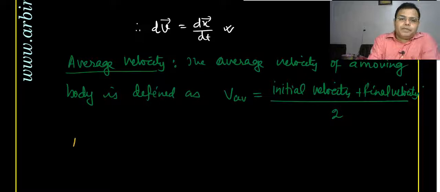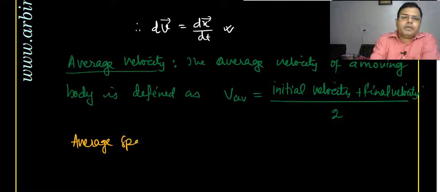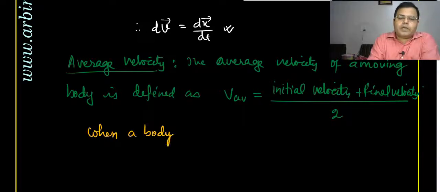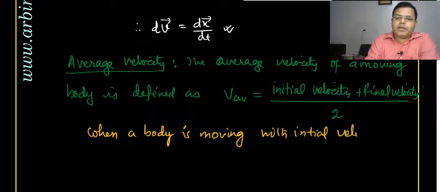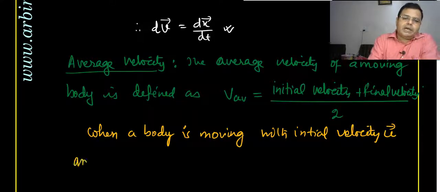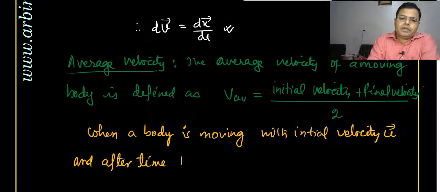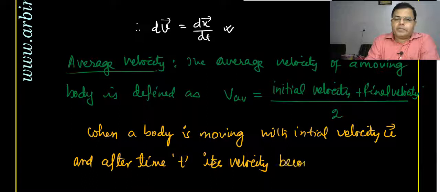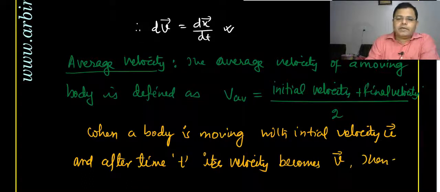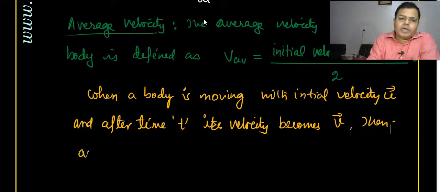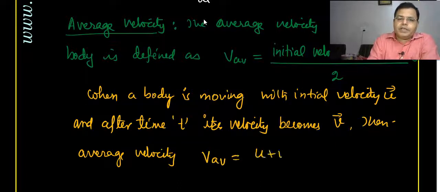Now what about average speed? Let me write something more about it. When a body is moving with initial velocity u, and after time t its velocity becomes v, then the average velocity V average is equal to u plus v by 2. This is the average velocity.